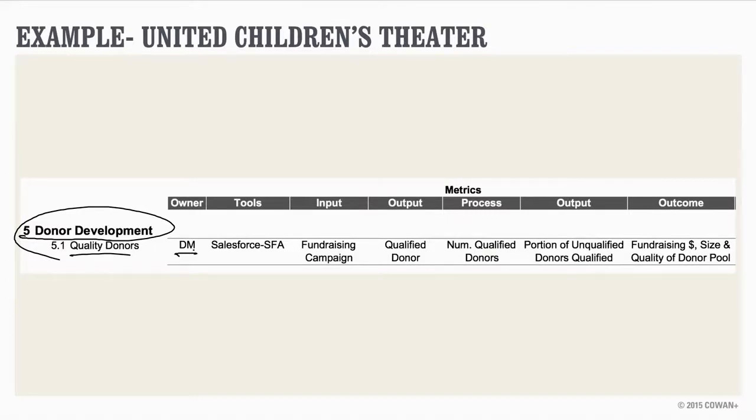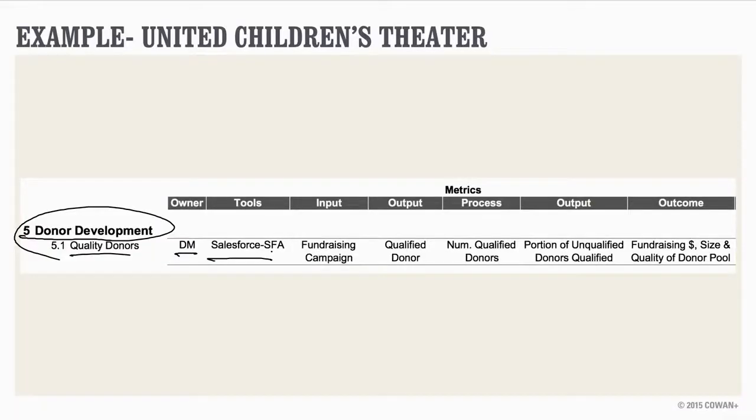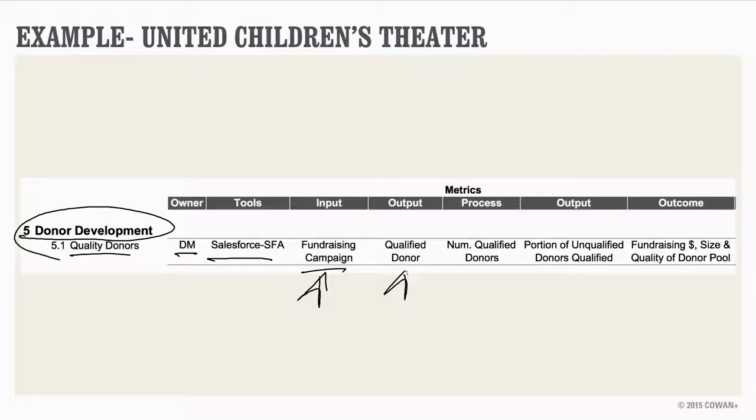A key activity we said was donor development, and qualifying donors is a process that they go through. So we look here at who's the owner. DM stands for Development Manager. This is a person that they're hiring to be in charge of getting donations. They use Salesforce in this case. And the input is a fundraising campaign, so a charter and a set of objectives. And the output is a qualified donor.